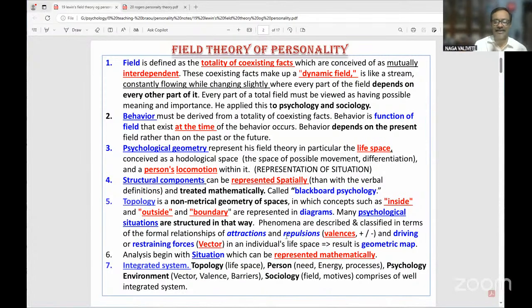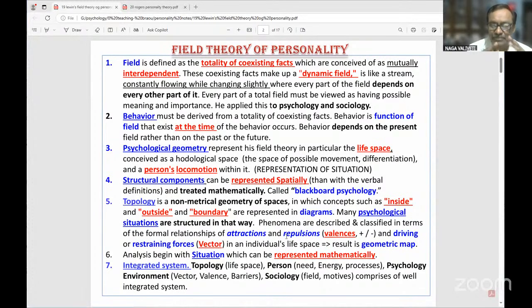This field theory considers that there is a terrain with different elements in it. In physics, chemistry and other sciences, it is frequently described, also as a gravitational field. It is a totality of different coexisting elements which are interdependent and dynamic. They will be changing and constantly flowing.